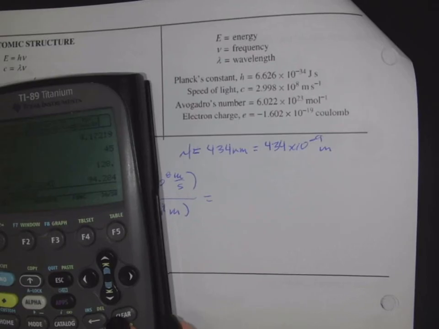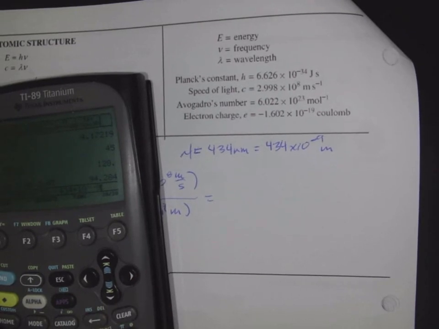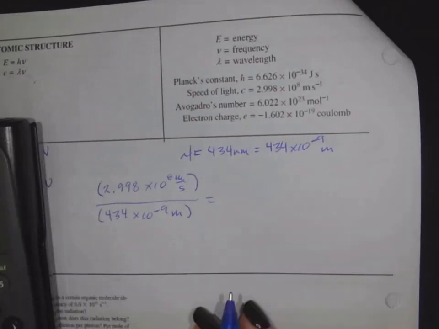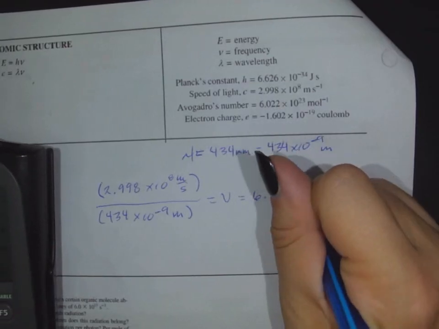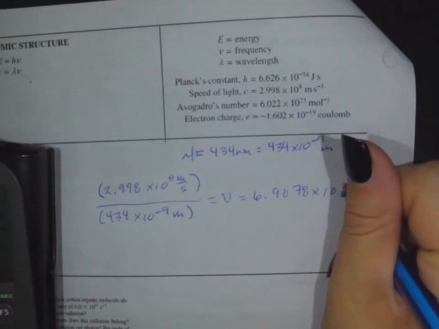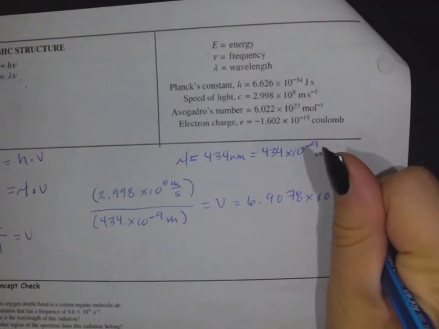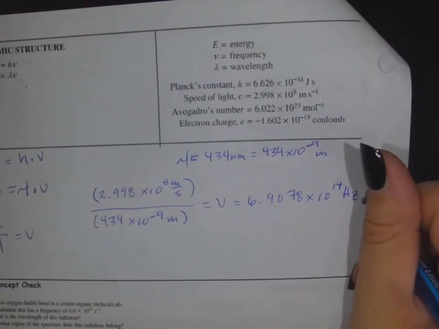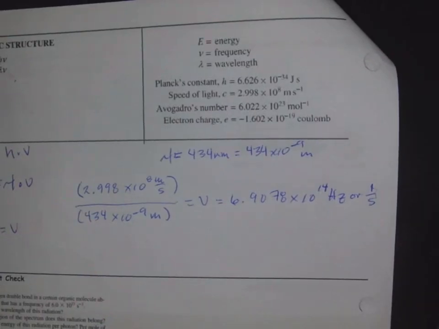2.998 times 10 to the 8th divided by 434 times 10 to the -9. So I have a frequency of 6.907, etc., times 10 to the 14th. Frequency is interesting. It has units of hertz, okay, hertz. But hertz is the same thing as inverse seconds, or seconds raised to the -1.